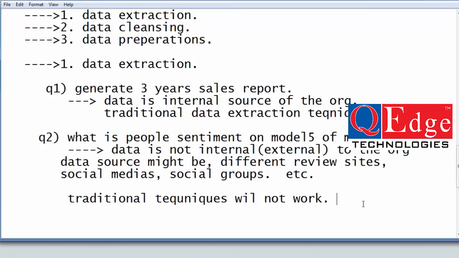The data is not structured. Whatever review I have given about the model 5 of the mobile, the review is not in a structured format. The review is completely in unstructured format. I type my review in my own style. You type your own comment or own feeling in your own style. I may use formal language. You may use informal language also.